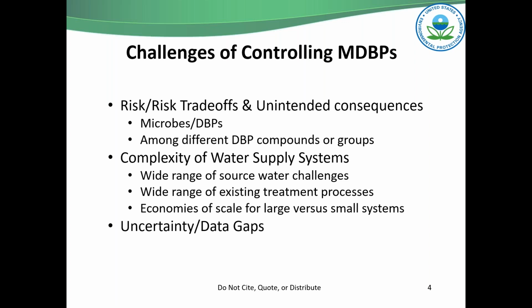This relates to the household cost, for example, of what might be incurred by a system if it were to install a treatment technology in response to a particular regulatory target. So we're recognizing these economies of scale. All of these complexities are part of our challenge for controlling this suite. And I'll be focusing mainly on the DBPs.